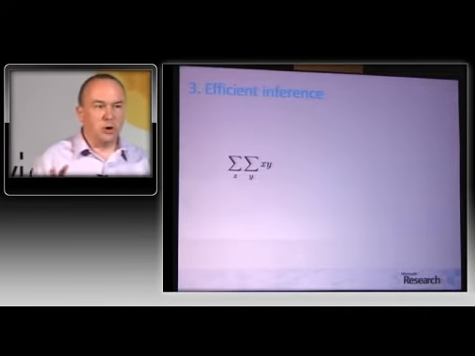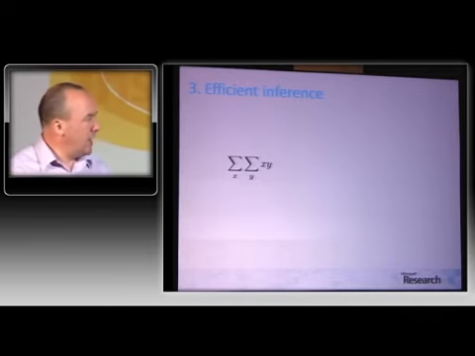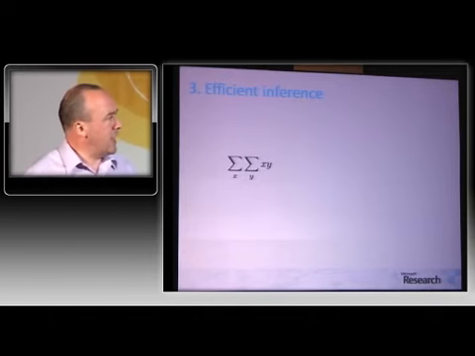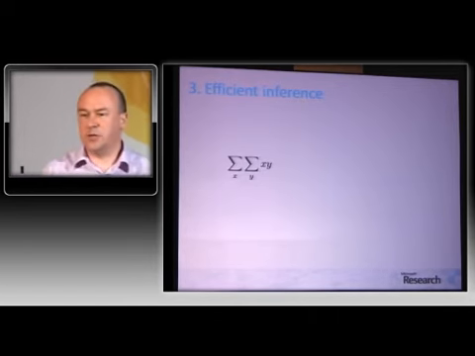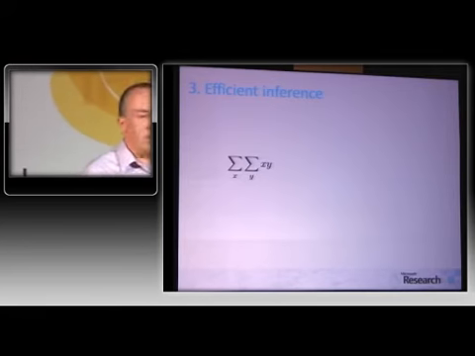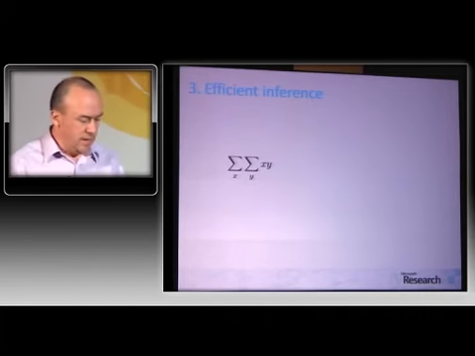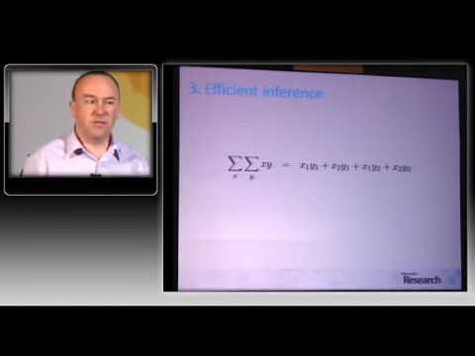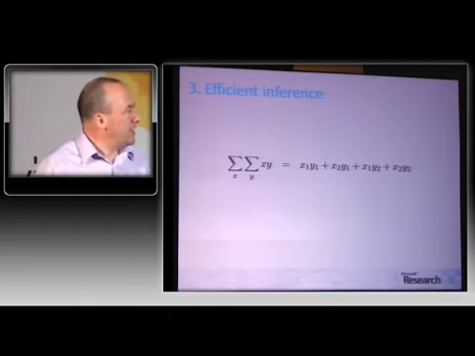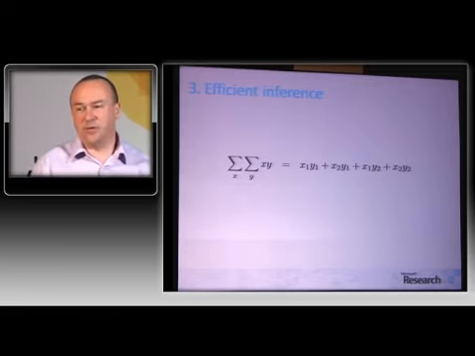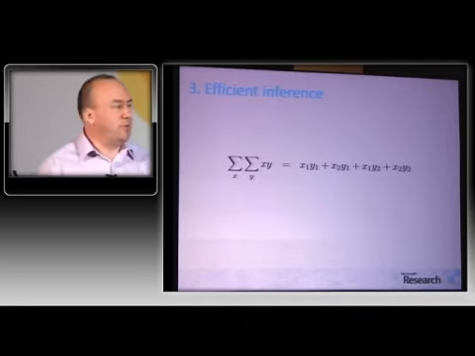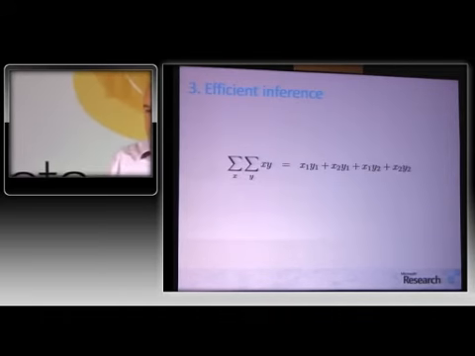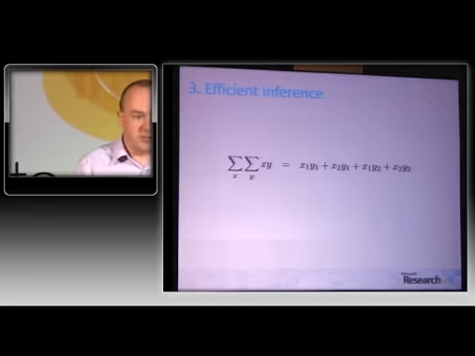So here's a little model of what this looks like. Imagine we've got a quantity, x times y, and we're asked to compute the sum of this over all values of x and all values of y. And for simplicity, let's suppose that there are just two states for x and two states for y. This is very simple. Here's an expression for that sum. And this expression involves 7 numerical operations, 4 multiplications and 3 additions.